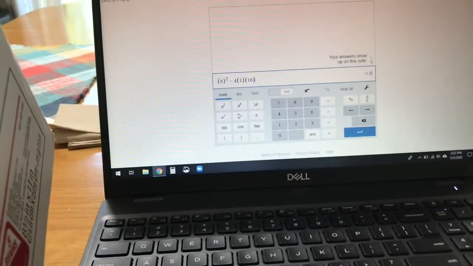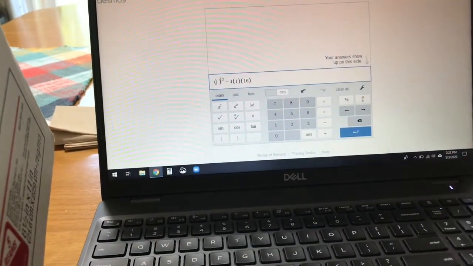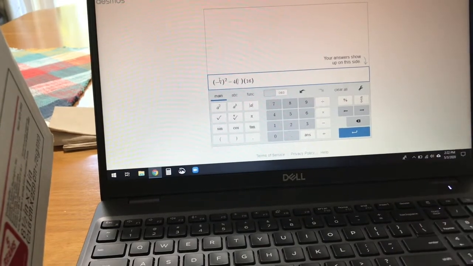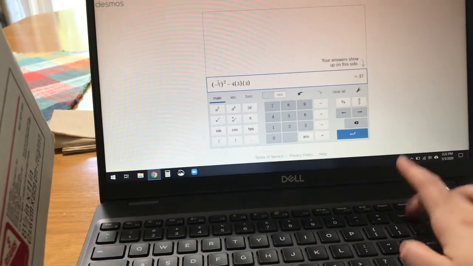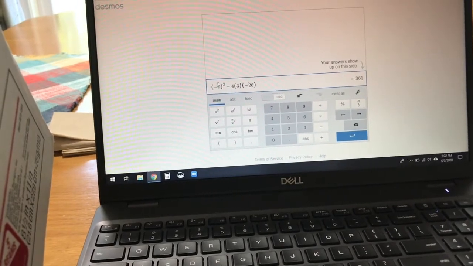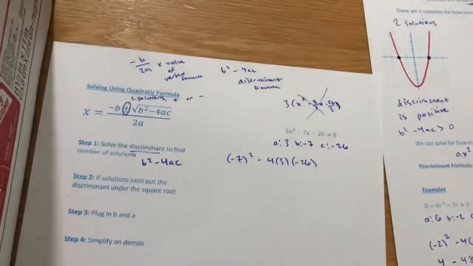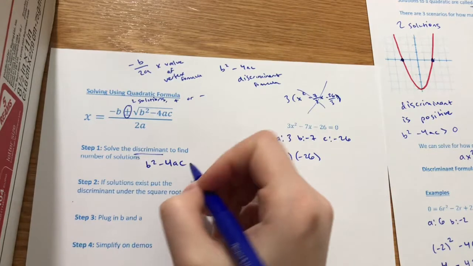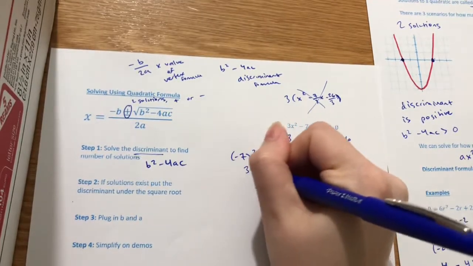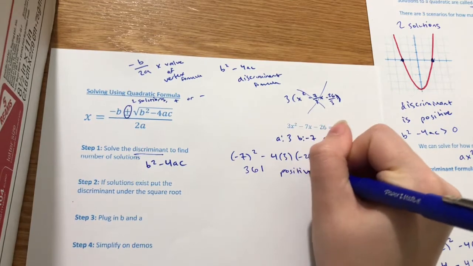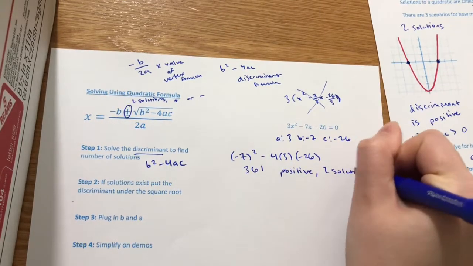So we've got negative 7 squared minus 4 times 3 times negative 26. And we get 361. All right. So this part under the square root here is 361. So b squared minus 4ac for this example is 361, which is positive. So that means there's two solutions.